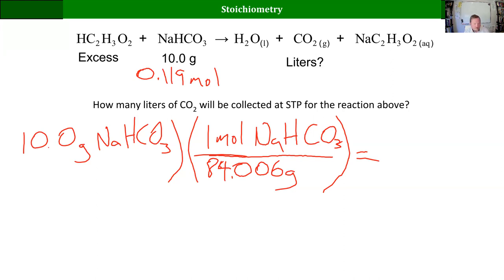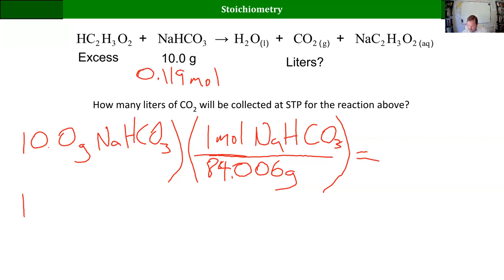So nothing tricky so far, just like any of the stoichiometry steps. And again, your clue that it's going to be stoichiometry is the fact that it's saying how many liters of CO2, and you're starting in an amount of a different compound. That tells you you have to do some converting of one compound to another.